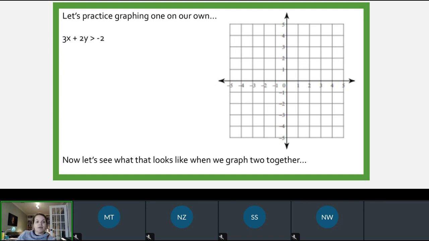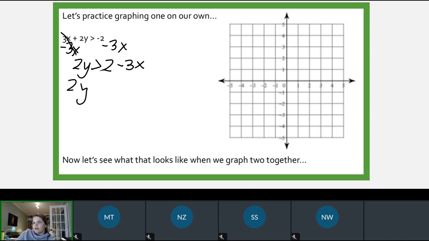Good, AJ. So tell me, I know I want to get it into y equals mx plus b, but what I'm looking for you to tell me is the exact step that I'm going to take. Subtract 3x. 3x is correct. Good, AJ, on both sides. So 3x minus 3x becomes 0. So I'm left with 2y is greater than 2 minus 3x.